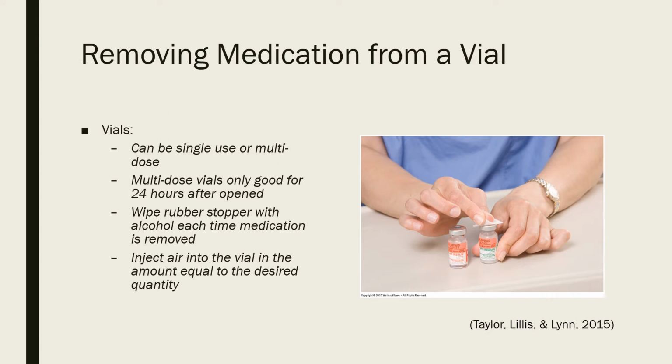And then you're going to pull back on the plunger of the syringe. You've already calculated your dose, so you figure out how much you need. You pull back, and you're going to inject that air into the vial, above the level of the medication, so that you're not inadvertently getting medication that's not needed onto the needle that you're injecting with.